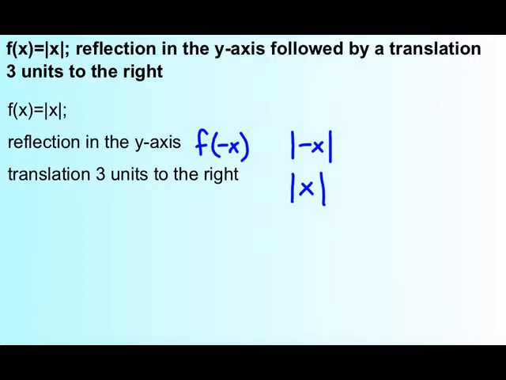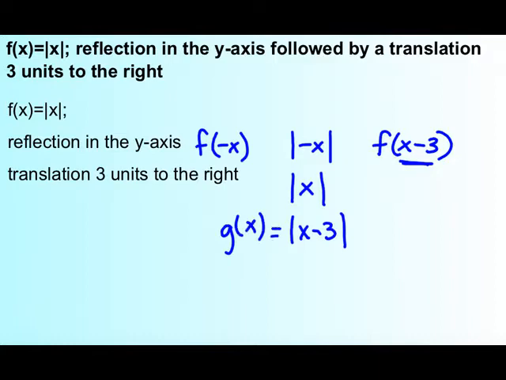Followed by a translation of 3 units to the right. Well, that's normally x minus 3. So we're going to replace with x minus 3 where we see x. So there's my new function. So we flipped it and then we moved it right 3.